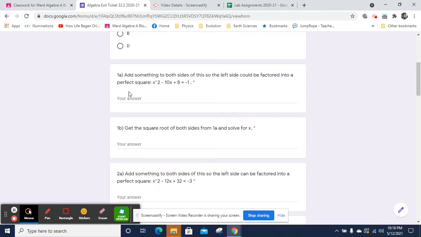And the first thing you need to do is add something to both sides of this equation here so that the left side, which is this side here, becomes a perfect square and could be factored that way.